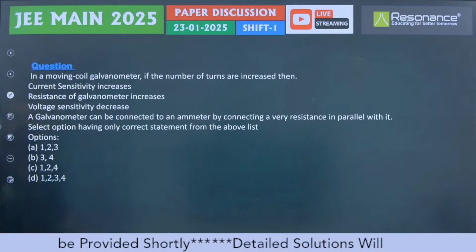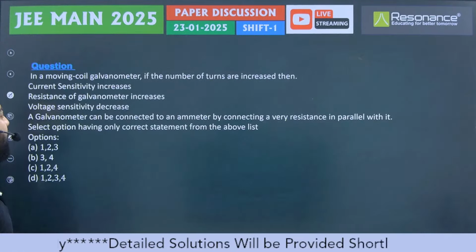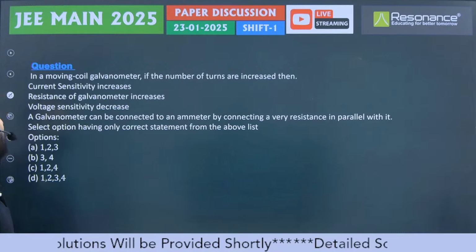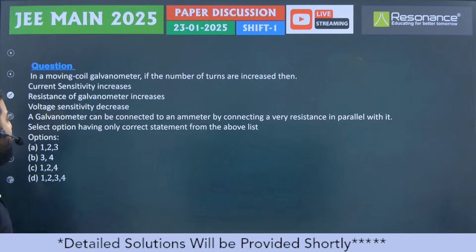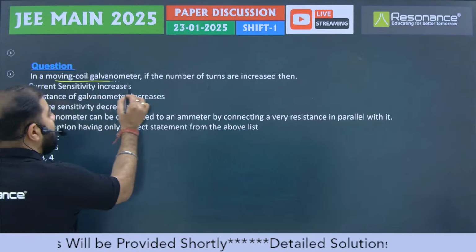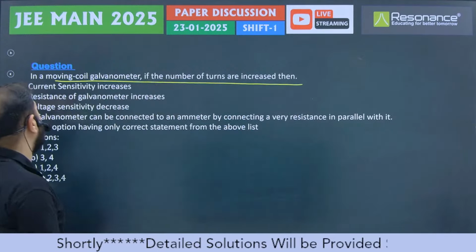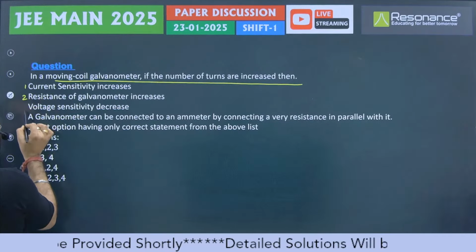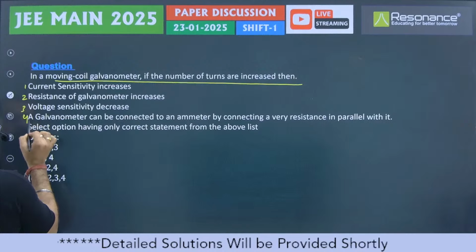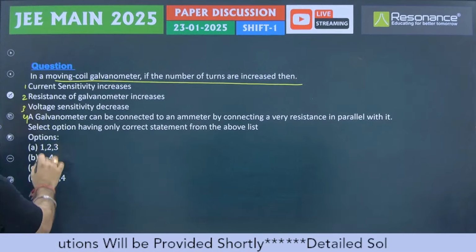Okay. Next, in a moving coil galvanometer, if the number of turns are increased, so question from instruments, electrical instruments, we always expect question coming from instruments. So in a moving coil galvanometer, if the number of turns are increased, then, so should be options, should be written 1, 2, 3, 4, and it should be written like that. That's how its options are.